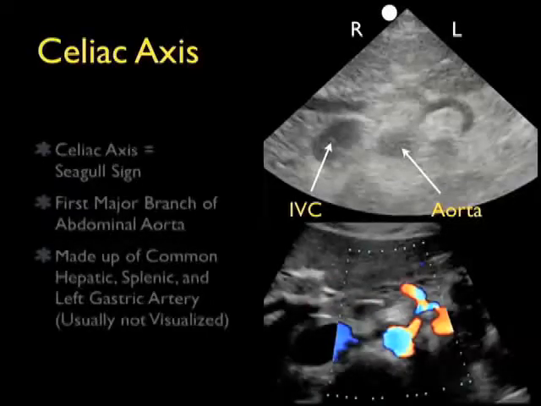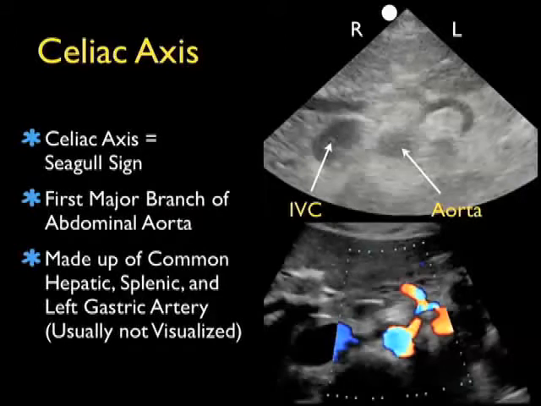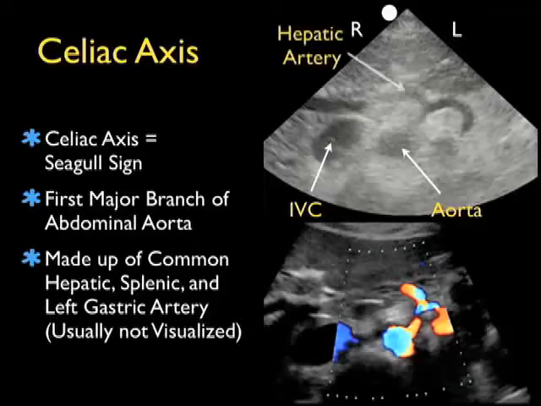Let's now take a closer look at the celiac axis, the first major branch of the abdominal aorta. The celiac axis has the ultrasound appearance of a seagull sign, and it's made up of three arteries: the hepatic artery, the splenic artery, and the left gastric artery, although the third is usually not visualized well with bedside sonography.